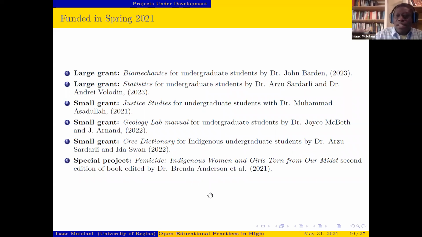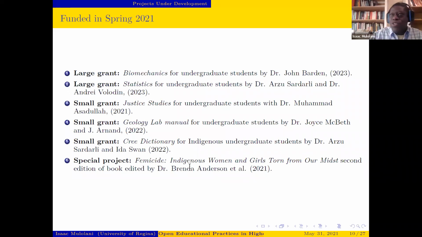it's actually a second edition of a book on Indigenous women that have been missing and murdered Indigenous women. It's something that's an issue here in North America. So that book is being published and it's going to be released as an open resource so that it can go across Canada and anywhere else that people want to read about this.